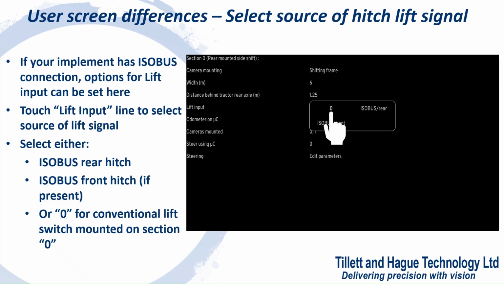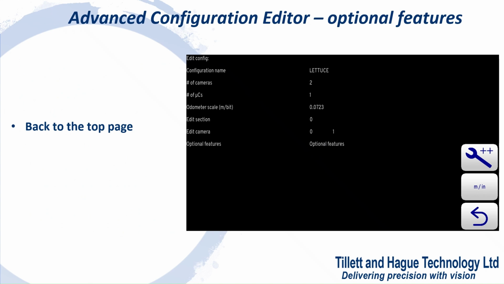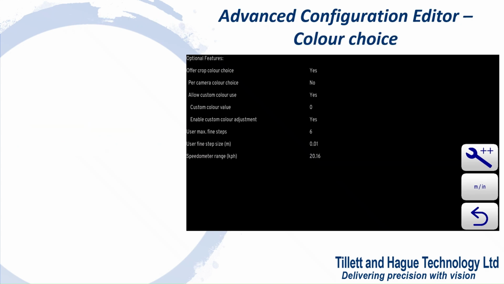Go back to the Configuration File Editor top page. This time select Optional Features. To reduce complexity, we recommend not enabling any more colour choices than are essential for good performance. It is important to realise that there is much more scope for reducing performance by moving away from the standard green than there is for improving it.